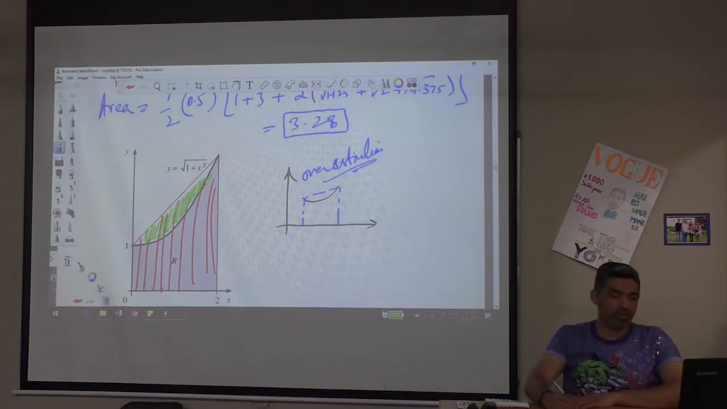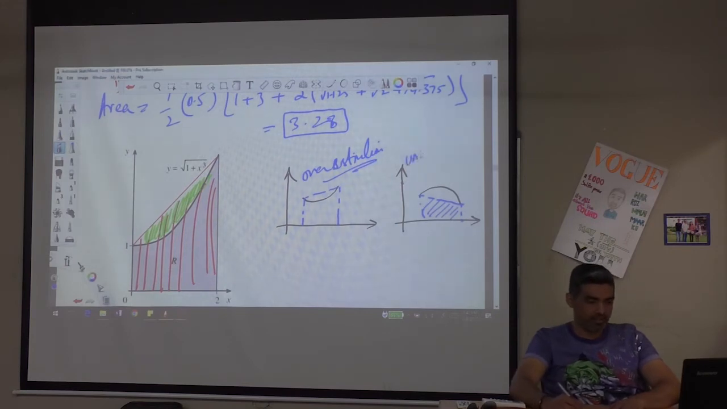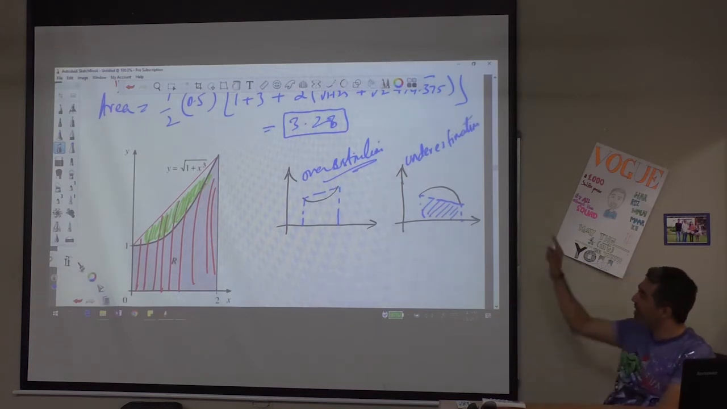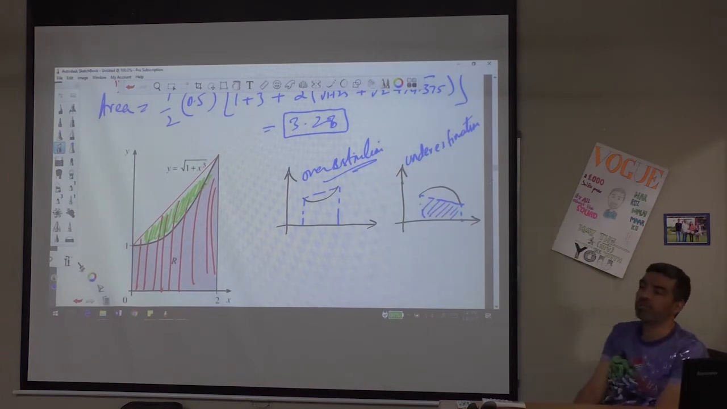If your curve is a downward bending curve, then you will get an underestimation. Writing is so bad. Let me try to write it, please. So if it's a downward bending curve, you get an underestimation. If it's an upward bending curve, you always get an overestimation. Right?